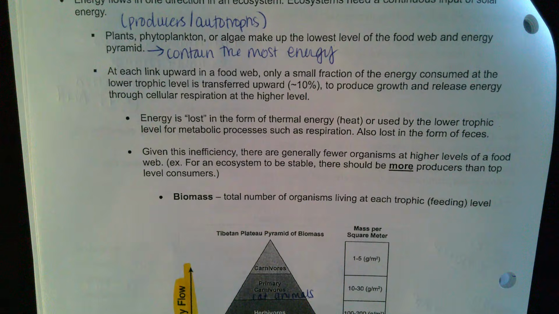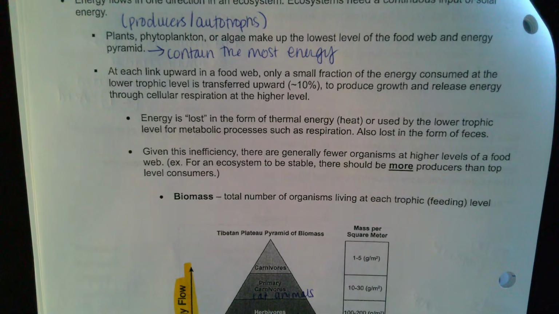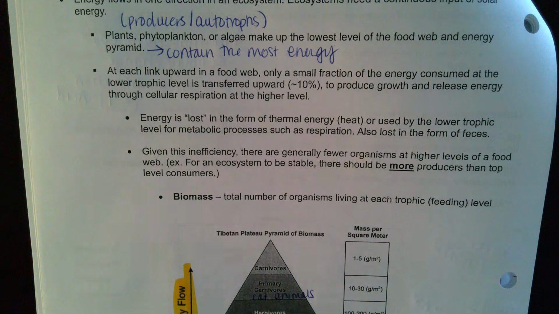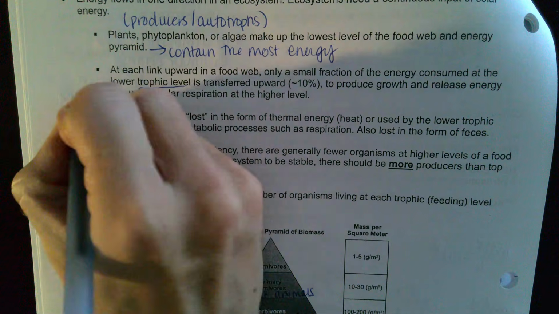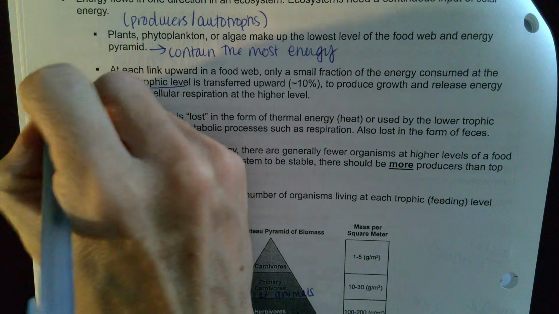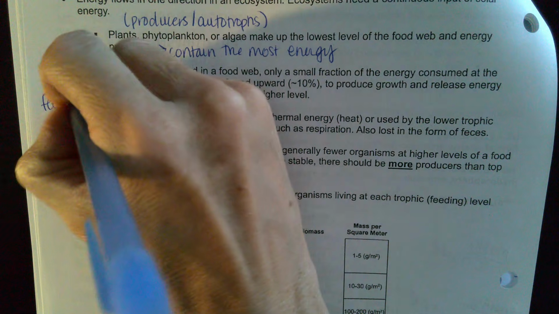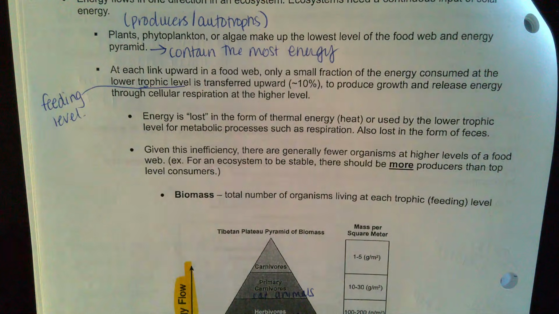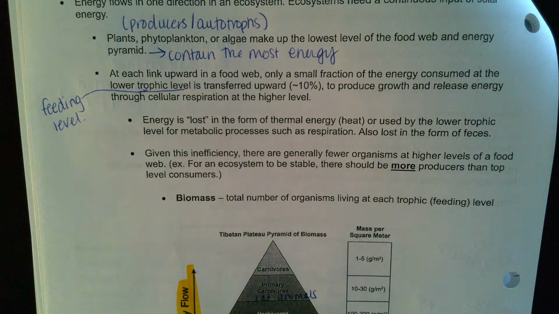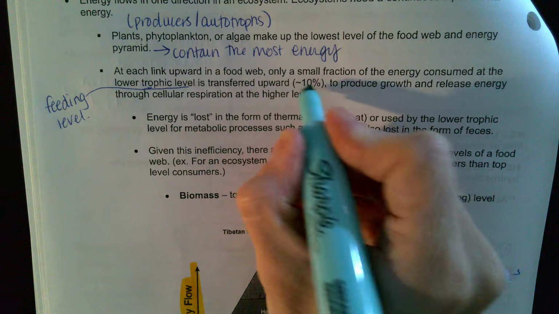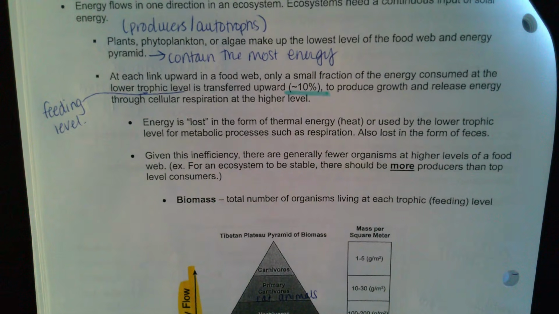It says, at each link upward in a food web, only a small fraction of energy is consumed. Consumed means eat. It's going to be eaten at the lower trophic level. Ooh, man, do we know what trophic level means? Trophic, just like autotroph, heterotroph. Trophic level means feeding level. Only about 10% is transferred up to the next level, to produce growth and release energy through cellular respiration at the higher levels.